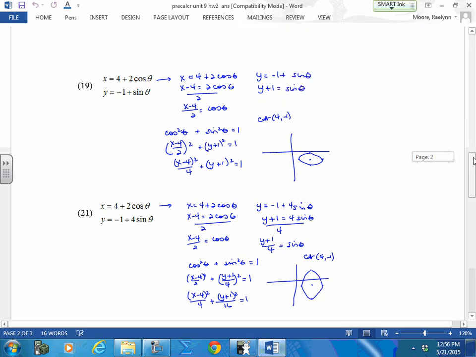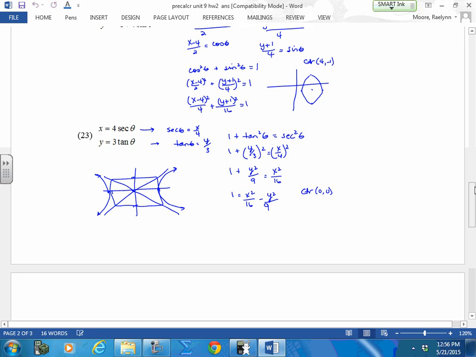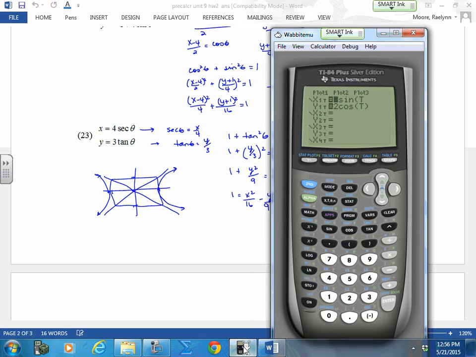The next one might have been a little trickier. This one, we're dealing with the secant and a cotangent. And you can absolutely graph this. Did anybody have trouble graphing this? Okay, for secant, how do I say secant in here? Not inverse cosine. Reciprocal cosine. 1 over cosine. Okay, and then you're going to put your parameter in.